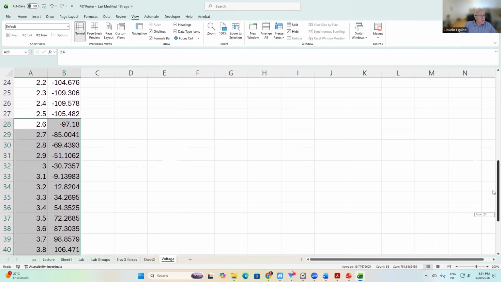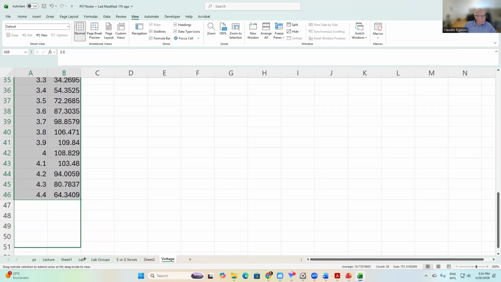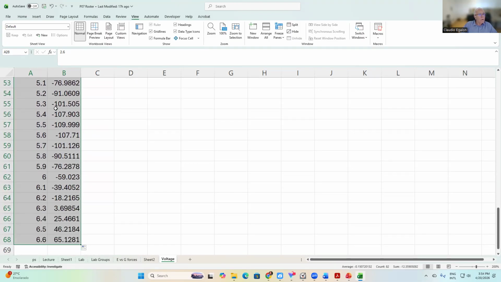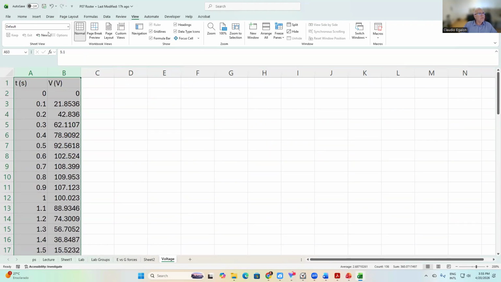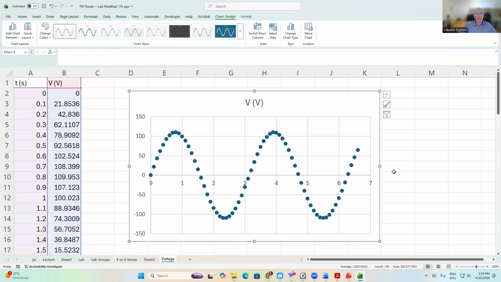Now it's increasing, right? No, it's decreasing. I want it to come to the point where it's going to. Okay, now let's plot, insert. Okay, that's how the voltage looks like. The peak voltage is at 110 volts.